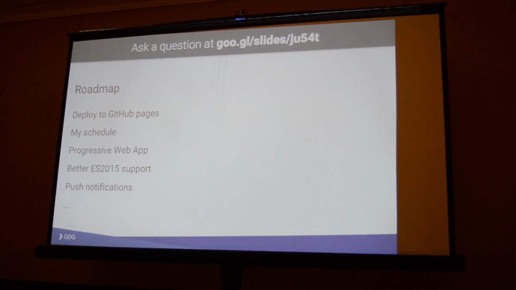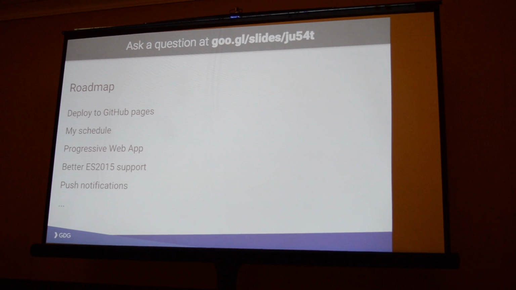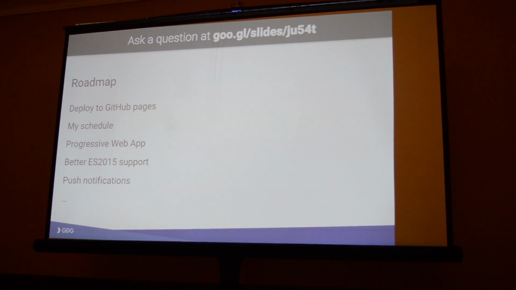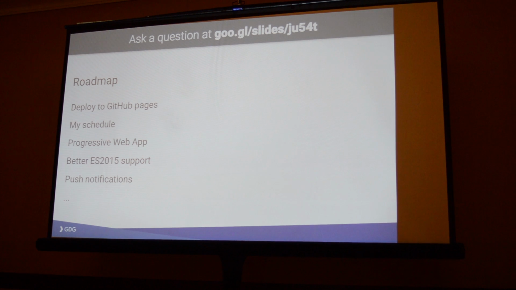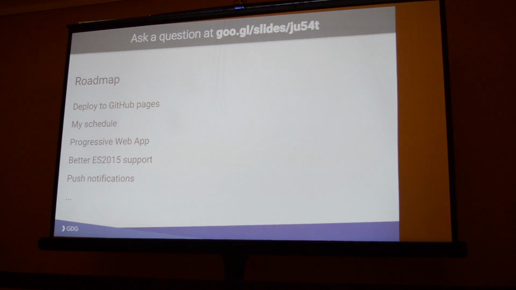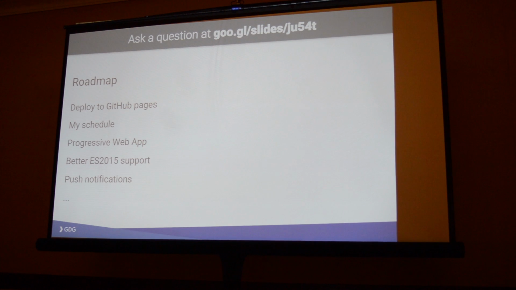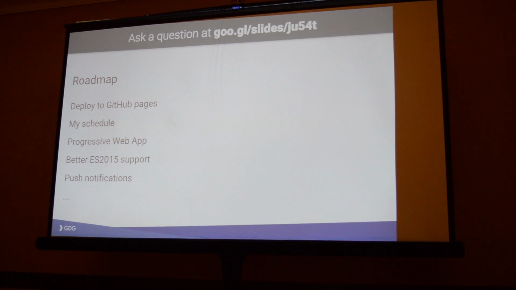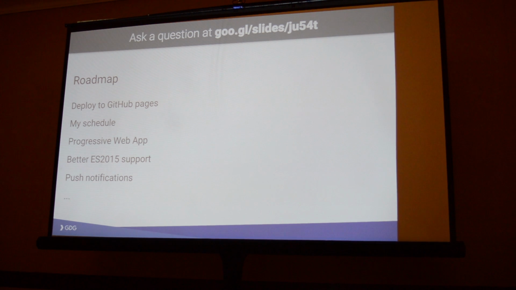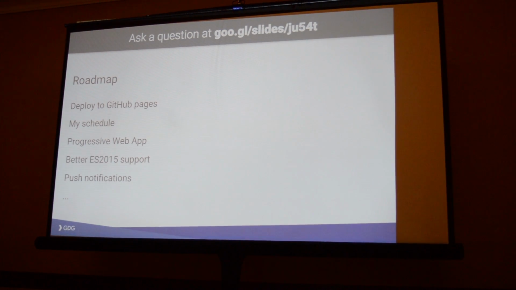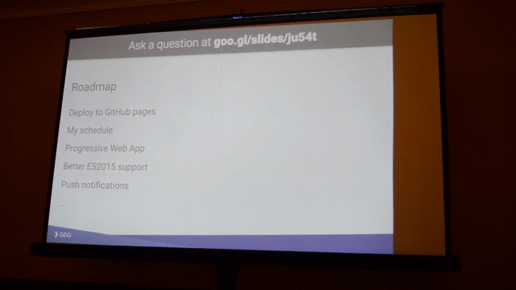There is a little bit of roadmap. First of all, we would like to add GitHub Pages support, to add my scheduler feature just like I/O has now. Implement progressive web app, because it's now fast, but not fast enough. We can make it better. Implement the idea of progressive web app, and get better ES6 support. And for sure, we can use all features of Service Worker and add push notifications.